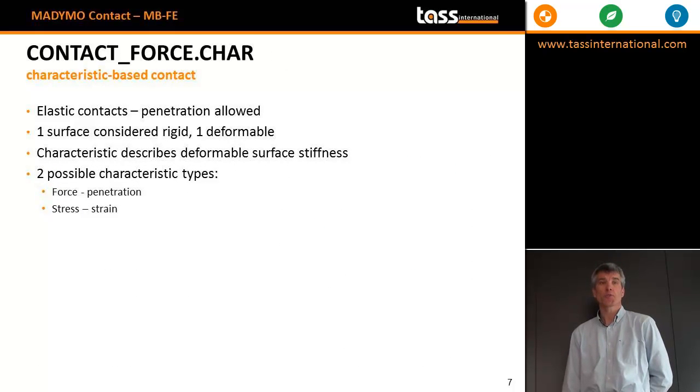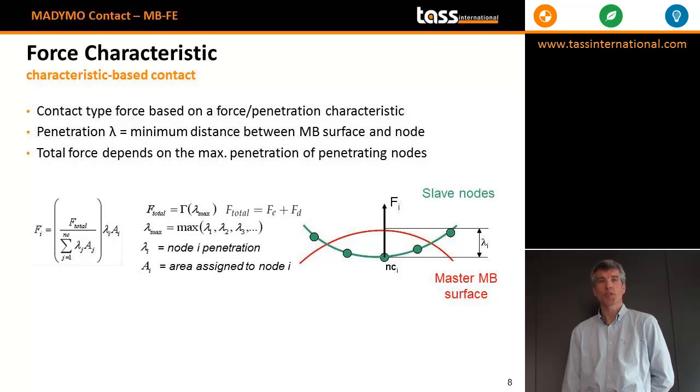Now let's move on to the characteristic-based contacts. As said, there are two types available, a force penetration and a stress strain. Here you see the force characteristic explained. It might look a little bit strange because you see areas, but those areas are not the areas I was mentioning like in stress. Those areas are used to distribute the force of the force characteristic over the several penetrating nodes. How is this contact working?